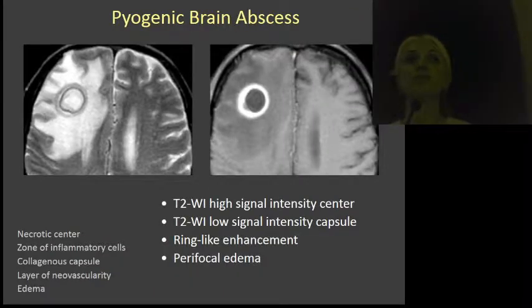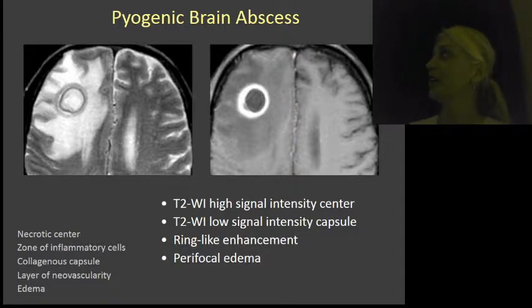This is a pyogenic bacterial abscess. Not all of them will look as nice as this one. This would be like a textbook case, because the imaging findings exactly represent the pathology. We have a necrotic center, which has high T2 signal intensity. We have a T2 low signal intensity capsule that has 3 layers, which consist of collagen, but also a very thin layer of neovascularity. Surrounding it, we have relatively prominent perifocal edema, and after gadolinium injection, we have a smooth and nice enhancement of the capsule. Not all abscesses will look like this.